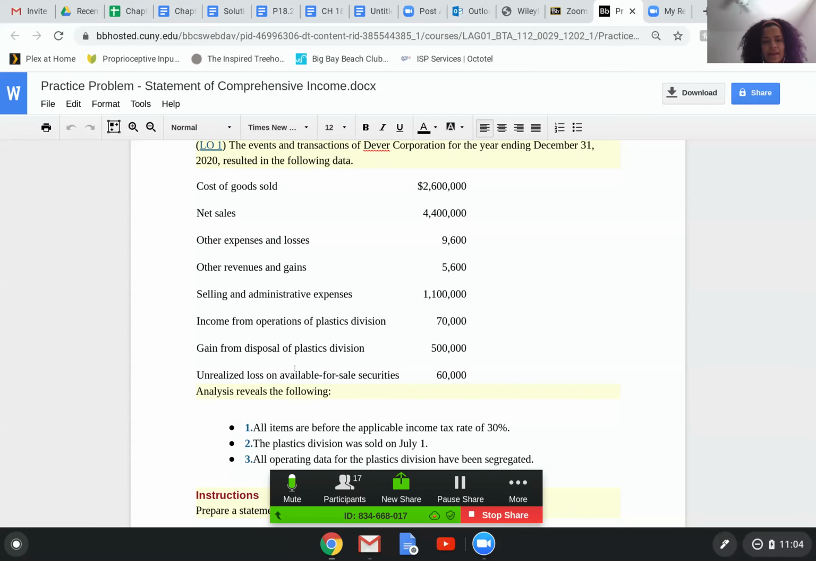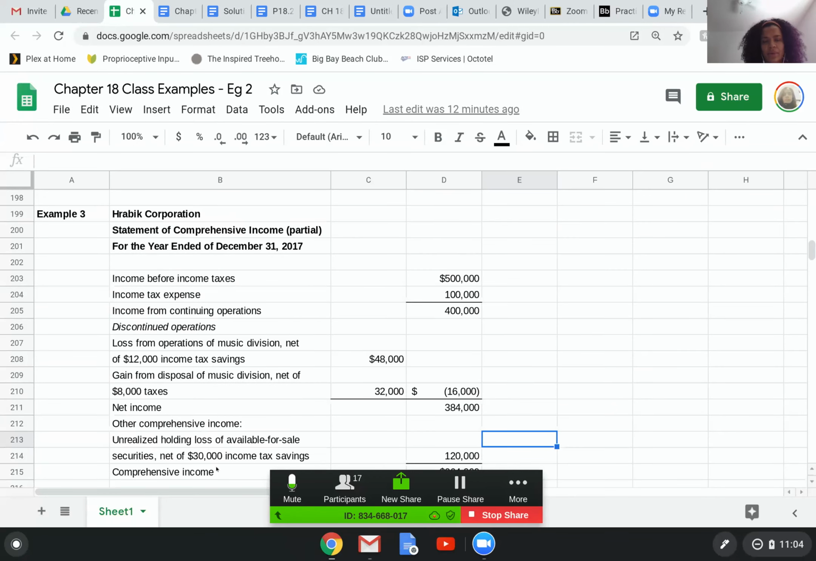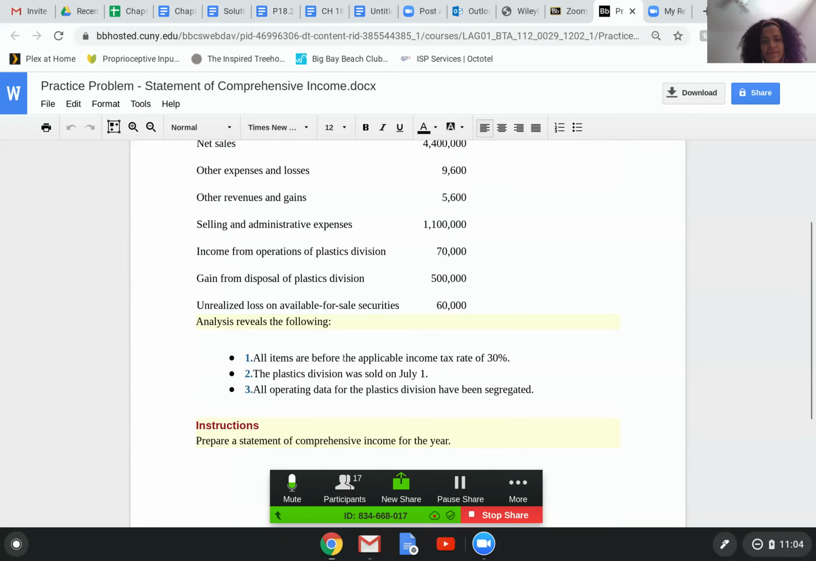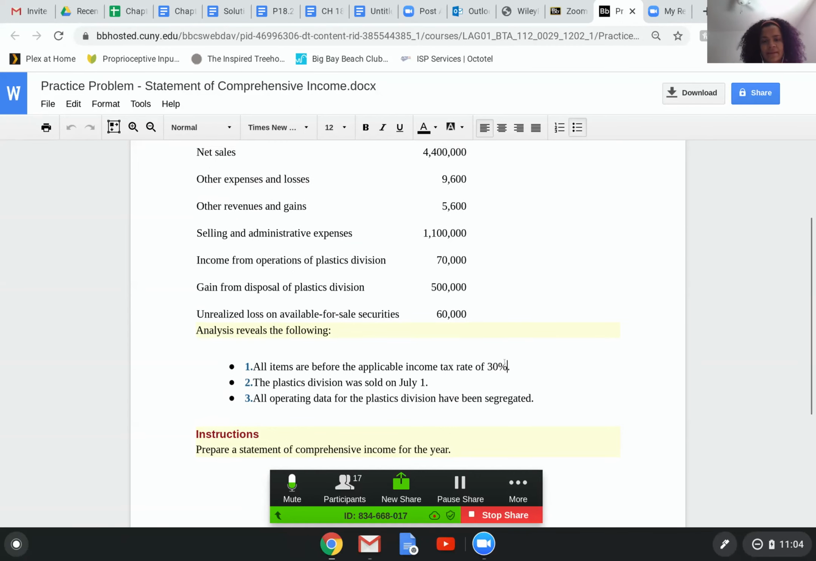And then unrealized loss on available for sale securities sounds exactly like what we were doing earlier. And analysis reveals the following: all items are before the applicable income tax rate of 30%. So you would have to calculate your taxes for all of this stuff. The plastics division was sold on July the 1st, so that does in fact mean that it was discontinued. So you'll have to treat it accordingly.